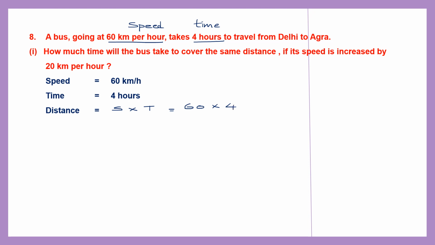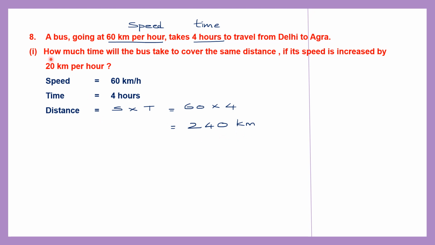Now the units are the same. Here we have hours, here also we have hours. So no change, we can straight away do this. 60 into 4, 6 fours are 24, and then you add the 0. Now it is 240 kilometers. So we have found the distance. We know the speed, we know the time, now we have found the distance.